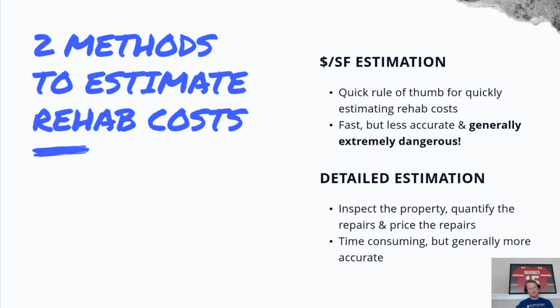And then the more accurate way of doing it is the detailed estimation method, where you're actually going through the property, you're walking through it, you're inspecting the property, you're quantifying all of the repairs, and then you're putting a price to those repairs. So you're examining the condition of the property, looking at everything that needs to be repaired or replaced, and then you're putting a quantity and a price together to come up with a detailed estimate and scope of work. So obviously that process is going to be a lot more time consuming, but generally that process is going to be more accurate than the dollar per square foot method.